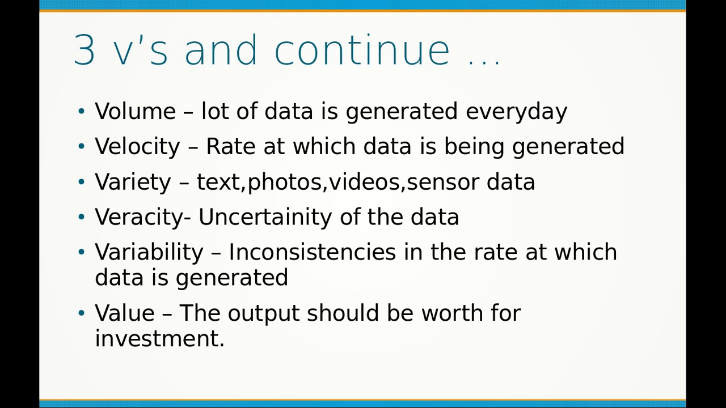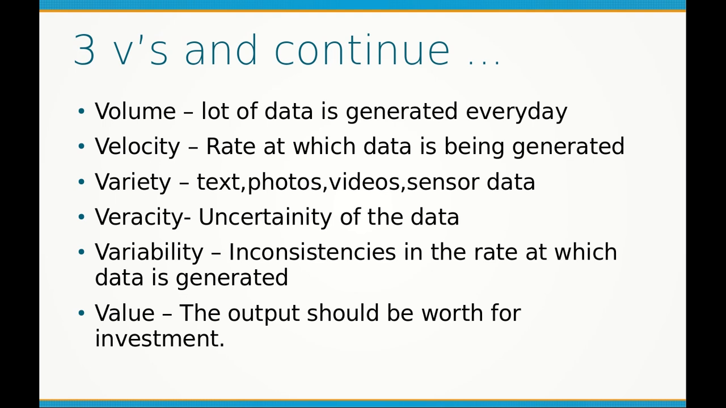Actually there are 3 V's, 5 V's, 7 V's, but here we will try to learn only 6 V's. So what are these 6 V's? Volume. Volume means a lot of data is generated every day. We all know what is volume. Huge amount of data. Velocity, the rate at which data is being generated. Variety: text, photographs, videos, sensor data, web logs. These are the varieties of big data.